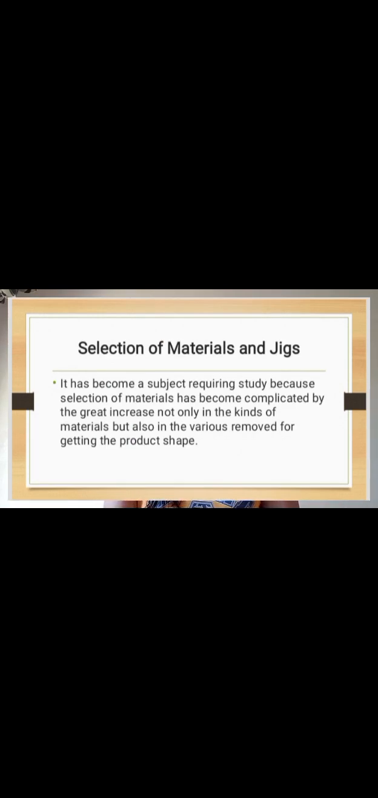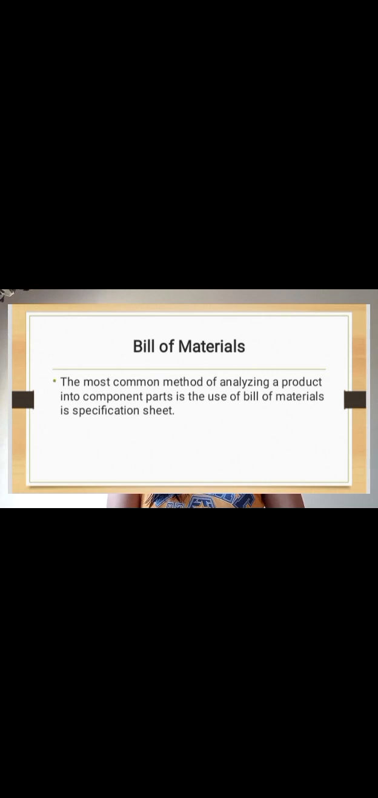So, selecting of materials and jigs. It has become a subject requiring studies because selection of materials has become complicated by the great increase, not only in the kind of materials but also in the various methods of getting the product shape. Jigs are technology we use today to speed up the production of products, used in manufacturing to make the work easier.